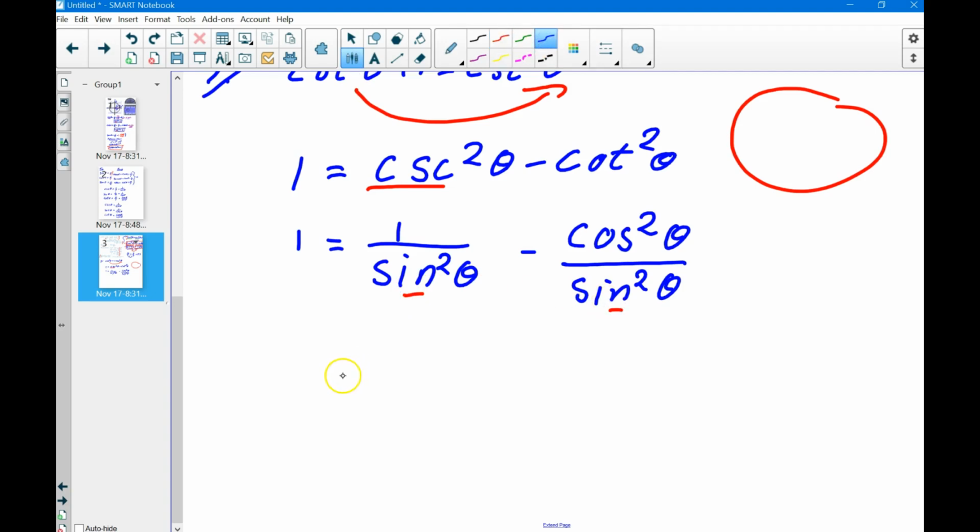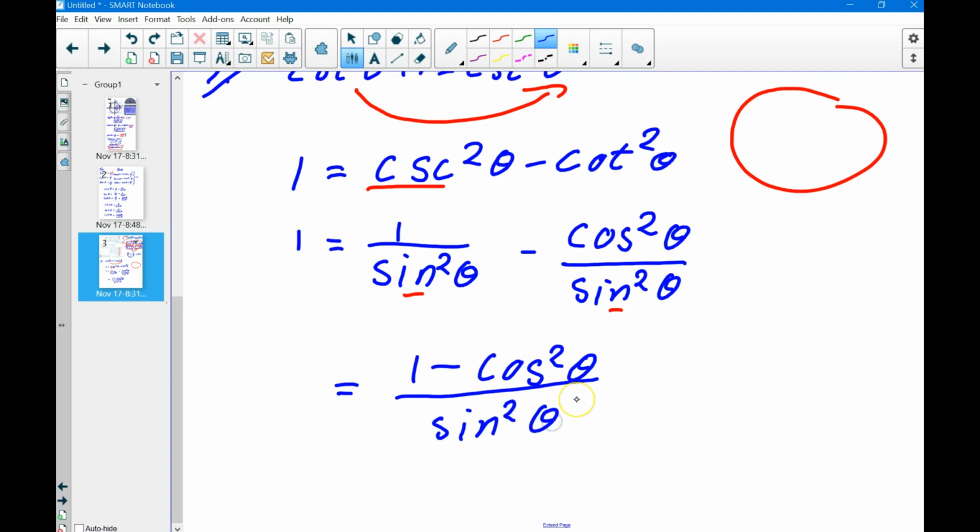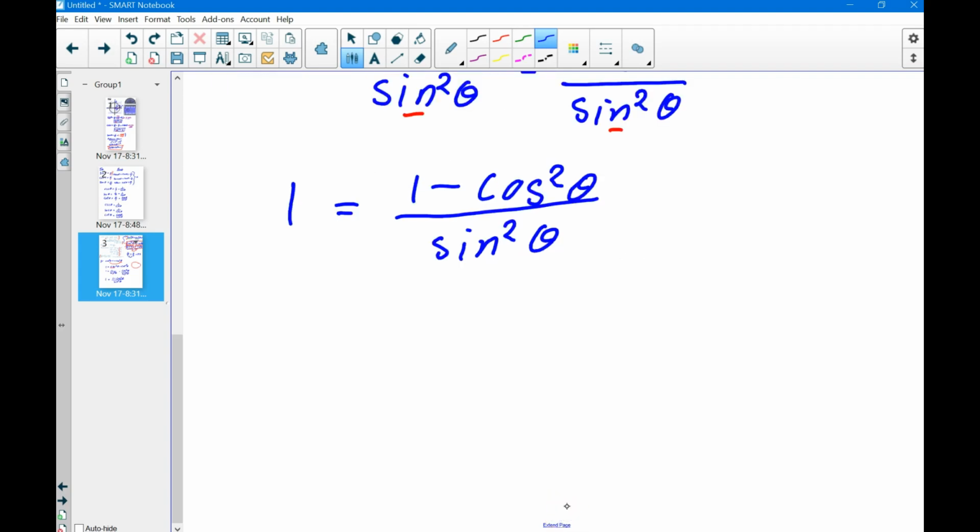And what happens? Now the top becomes 1 minus cosine squared theta over sine squared theta, and that's equal to 1. Well, now we want to keep the sine squared in the denominator. Let's get rid of the sine squared, take it out of the denominator. And how do we do that? Well, we multiply both sides by sine squared, and watch what happens.